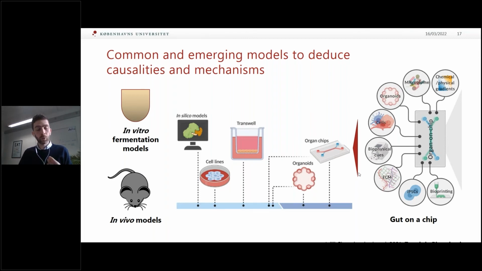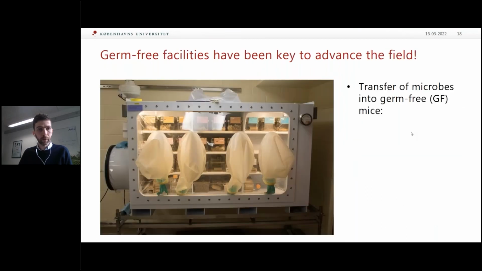So basically also as a way to reduce the number of animals used for this line of research, and also increase high throughput. But this is still very complex and challenging to do in a high throughput manner. Then I would point towards the use of germ-free animals as being very instrumental for this field, and it has really been key to advancing the field and demonstrating causalities and mechanism.